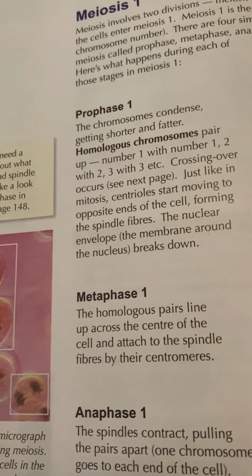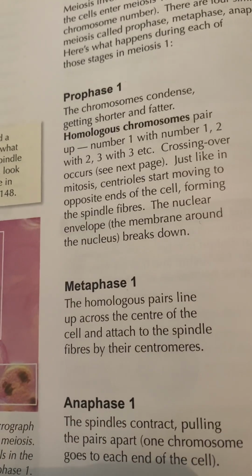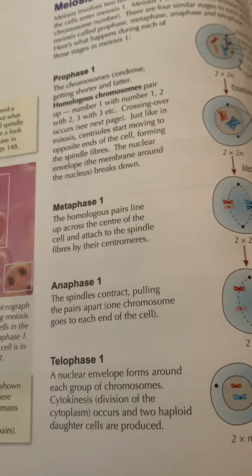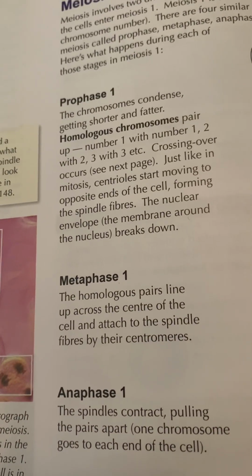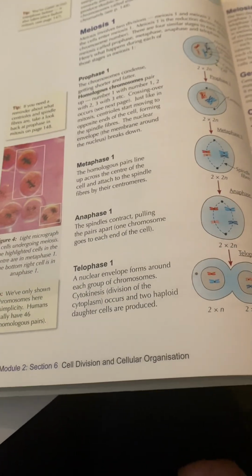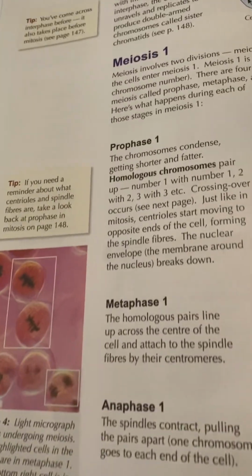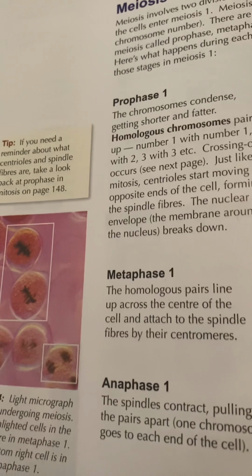In anaphase 2, the sister chromatids are separated. Each new daughter cell inherits one chromatid from each chromosome. 4 haploid daughter cells are produced.